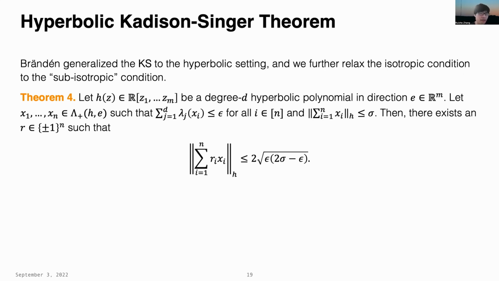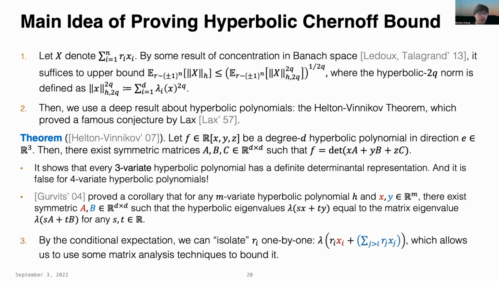Then we can show that there exists a coloring r in {plus minus 1} to the n, such that the hyperbolic spectral norm of the sum of ri times xi is at most 2 times square root of epsilon times (2 sigma minus epsilon). Now let me quickly give you the main idea of proving the hyperbolic Spencer bound. There are 3 steps.